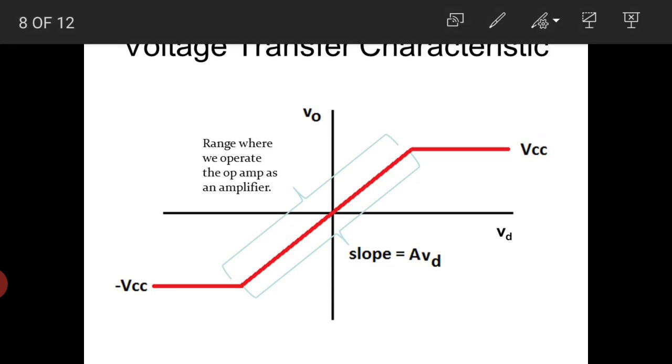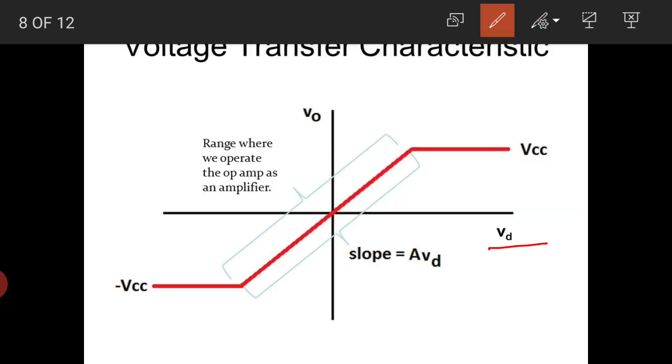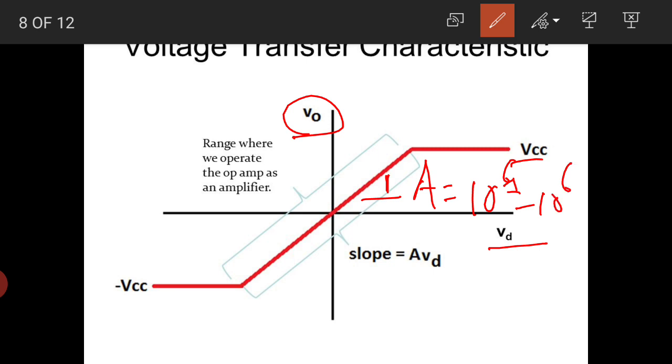This is the plot between the difference voltage, which is V1 minus V2, the difference of input voltages, and the output voltage. On the x-axis there is Vd, and on the y-axis there is V0, and this slope represents the amplifier open loop gain, whose value lies from 10 raised to power 5 to 10 raised to power 6.